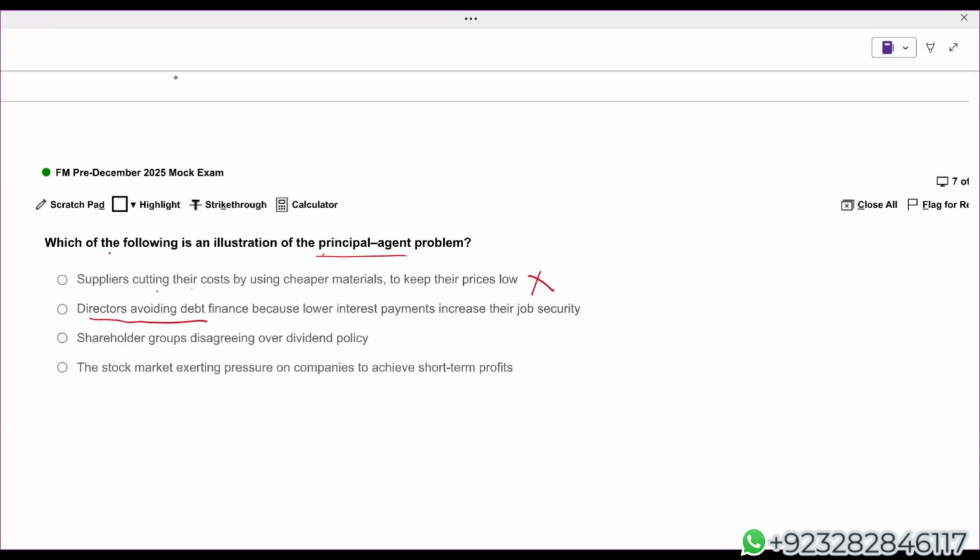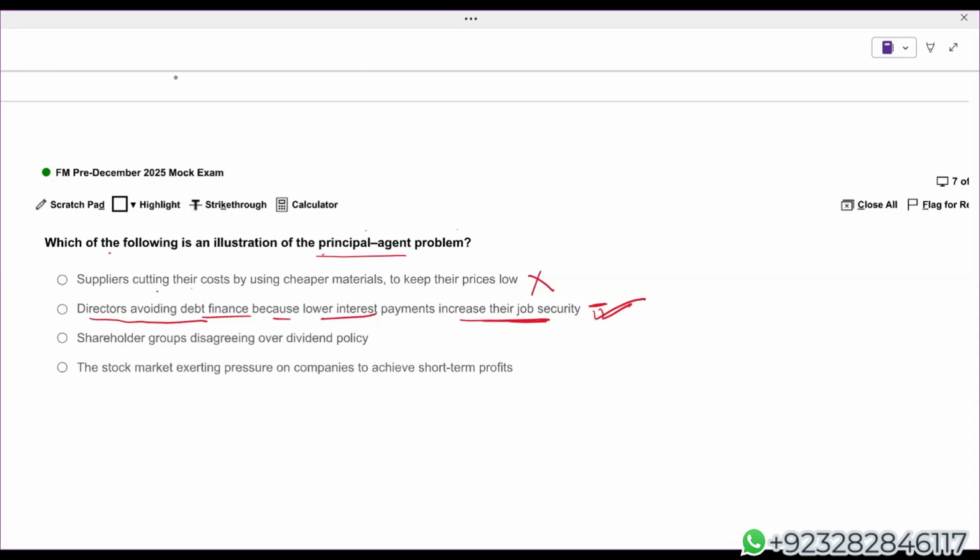Directors avoiding debt finance because lower interest payments increase their job security. That is a principal agent problem. The question is why this one is a principal agent problem. First, you need to understand one thing.